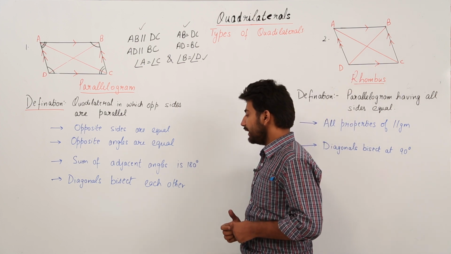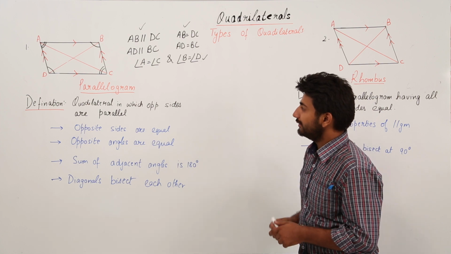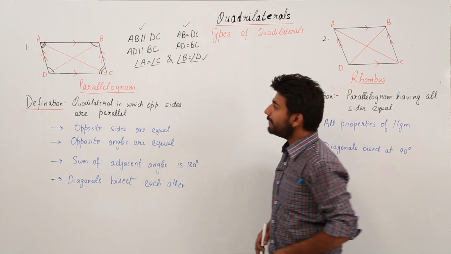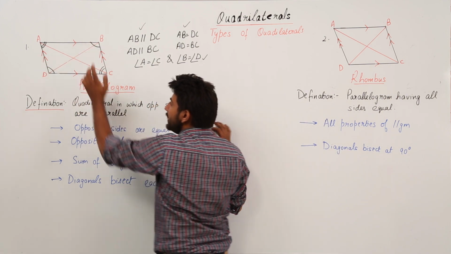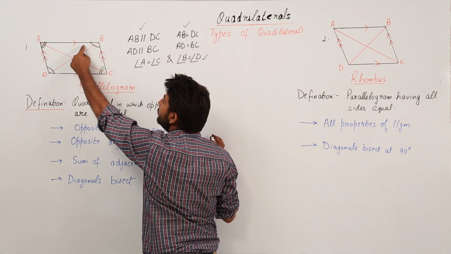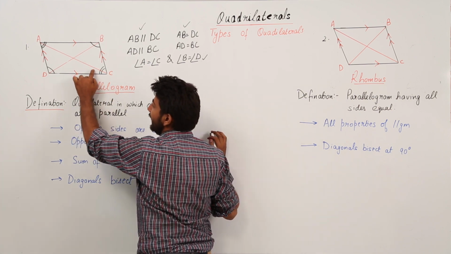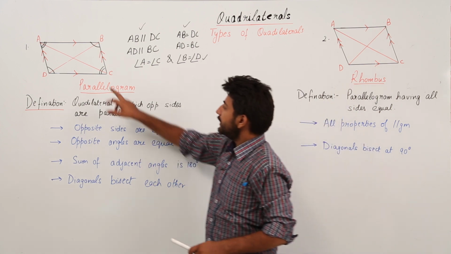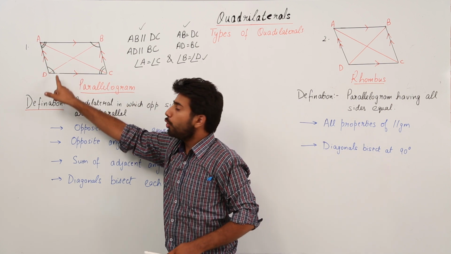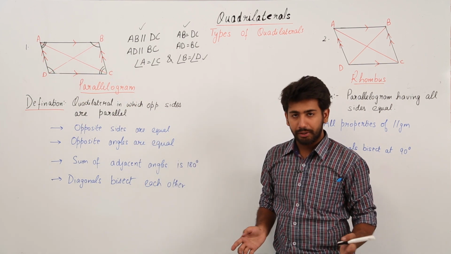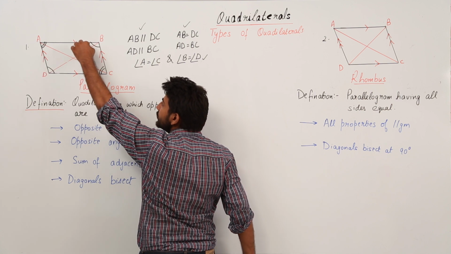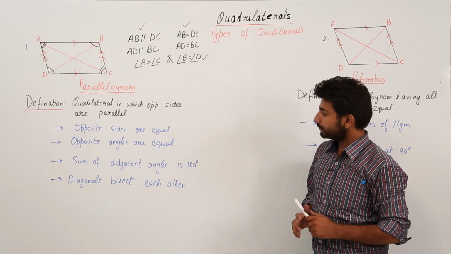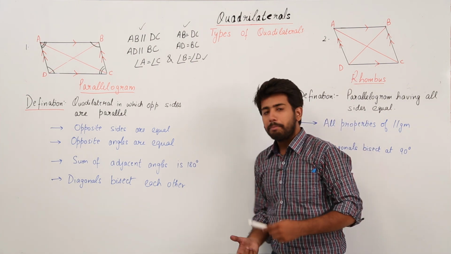Now sum of the adjacent angles is equal to 180 degrees. That means angle A plus angle D is equal to 180 degrees, angle A plus angle B is equal to 180 degrees, angle B plus angle C is equal to 180 degrees, and angle C plus angle D is equal to 180 degrees. That means if this angle is 60 degrees, then this whole complete angle would be 120 degrees. And if this is 120 degrees, this would be equal to 120 degrees because opposite angles are equal to each other.